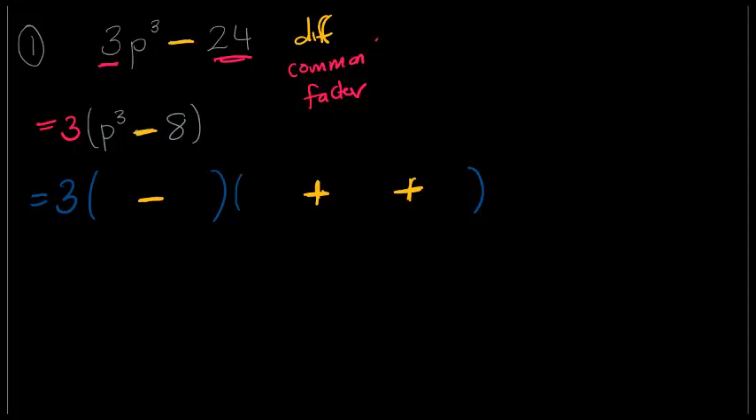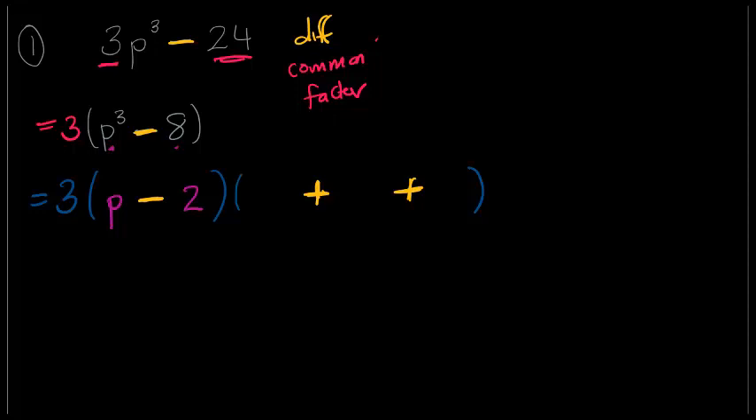Next up, we need to figure out how to do this. So this is going to be easy, right? In our first bracket, we're going to do the cube root of p cubed, which is p. We're going to do the cube root of 8, which is 2. First bracket, done and dusted. Yay, that was easy.